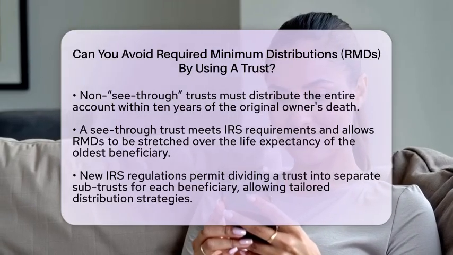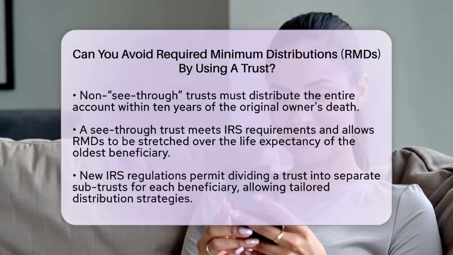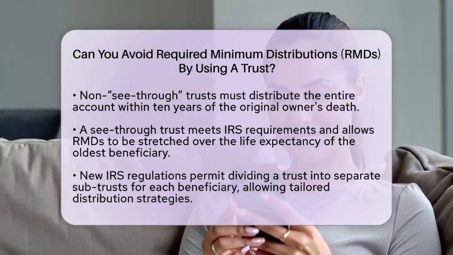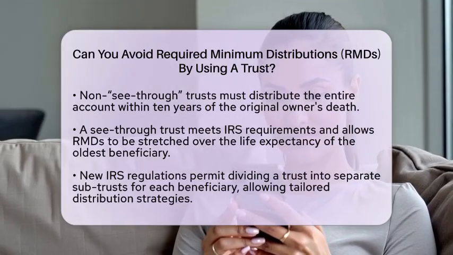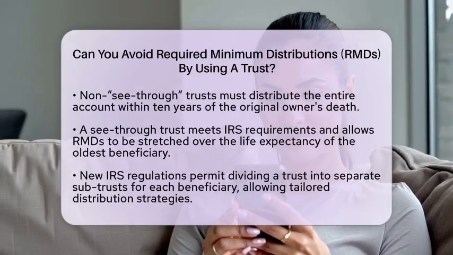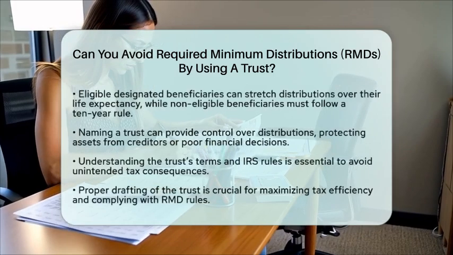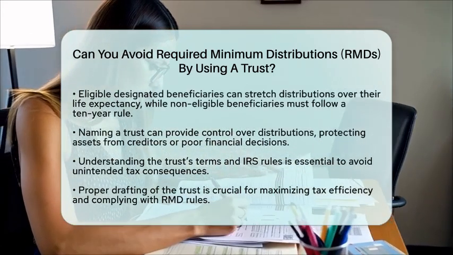Eligible designated beneficiaries can stretch distributions over their life expectancy, while non-eligible designated beneficiaries, like most adult children, must follow the 10-year rule. Naming a trust as a beneficiary can provide control over how and when beneficiaries receive distributions. This can protect assets from creditors or poor financial decisions by beneficiaries.